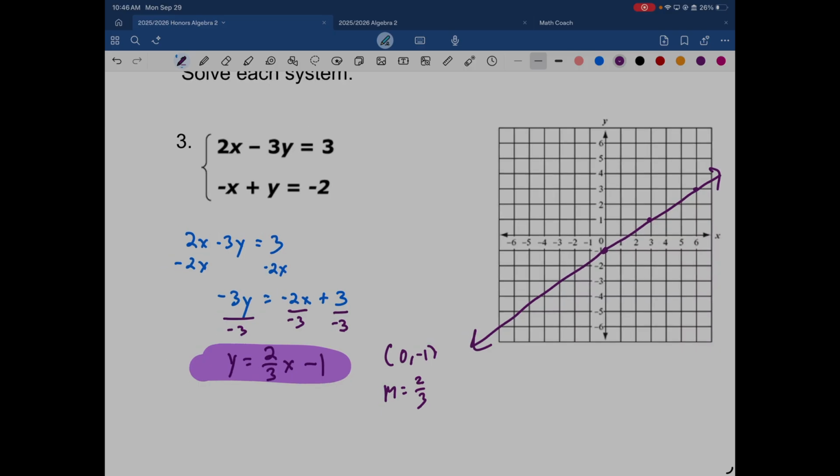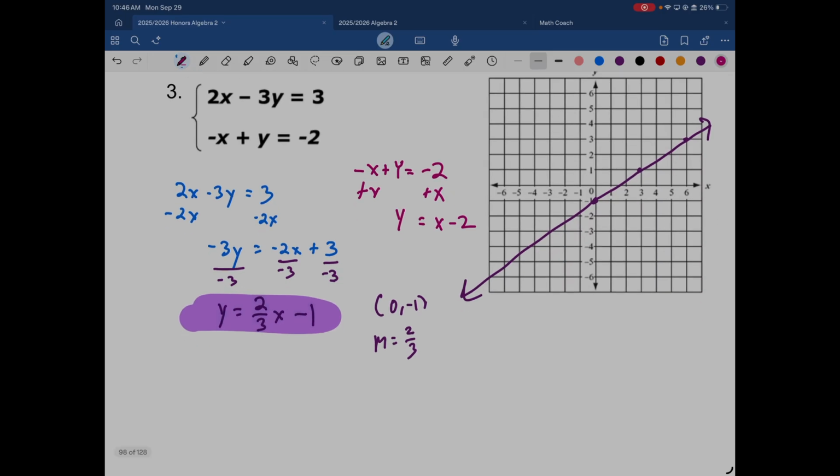Let's go to the second equation now. What am I going to do first? Add x. Very good. I'm going to add x. So that's x minus 2. We're good to go. So my y-intercept is 0, negative 2. What's my slope in this one? 1 over 1. So up 1 over 1.